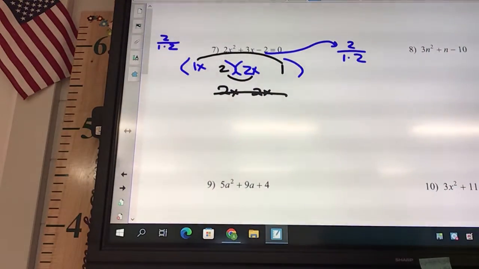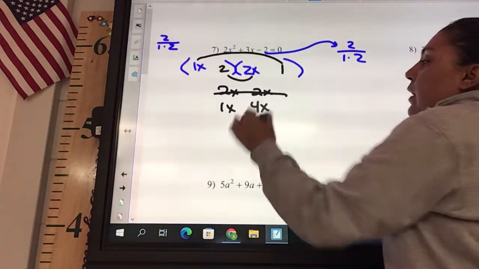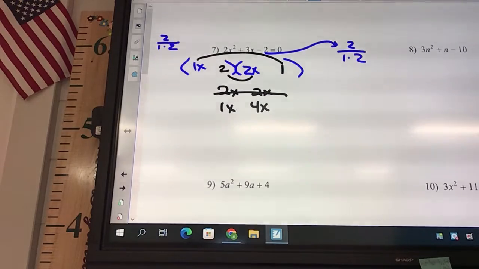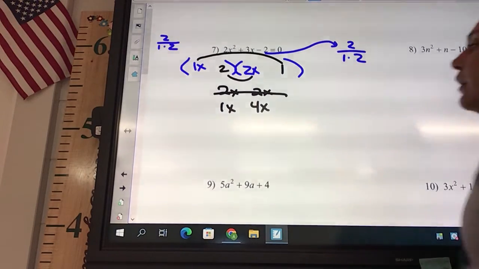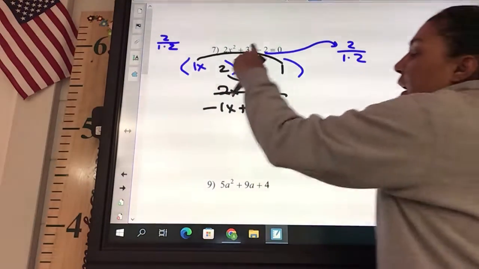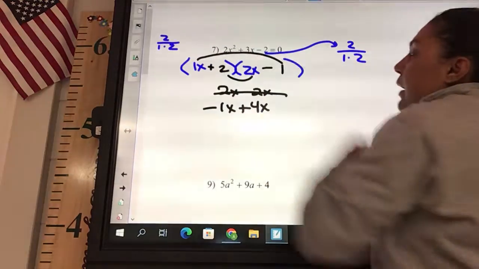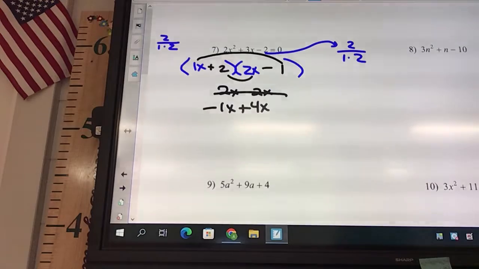Check the outer: 1 times 1 is gonna be 1x. 2 times 2 is 4x. How could I ever get a 3 from that? Well, I can say plus, minus. So then above it is gonna be minus, plus, and then plus, minus.